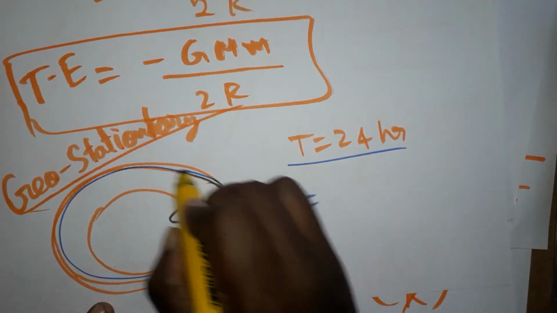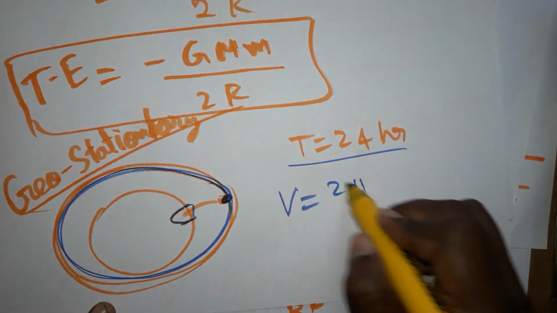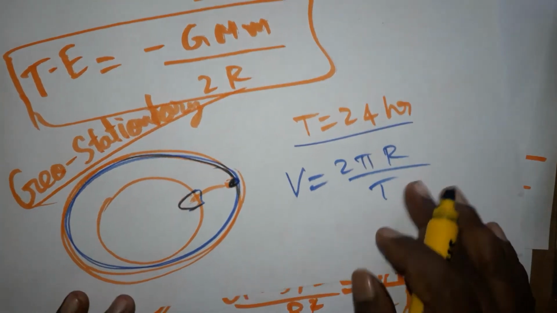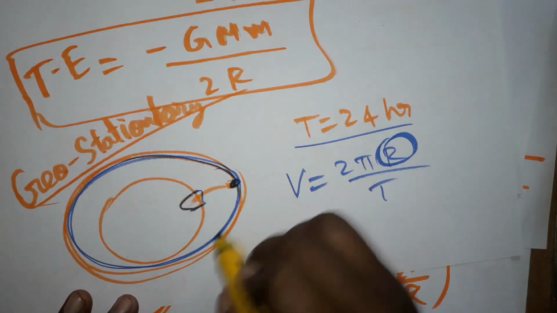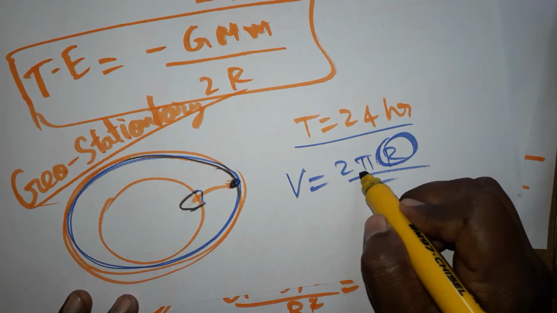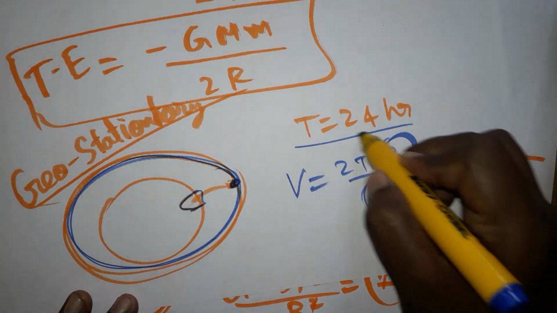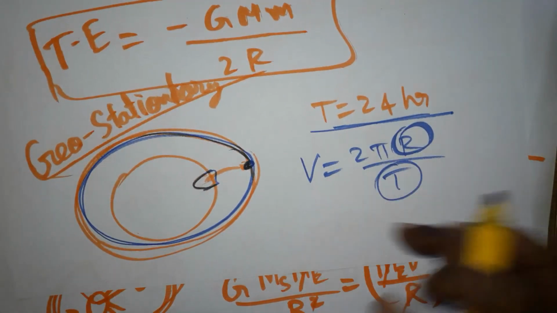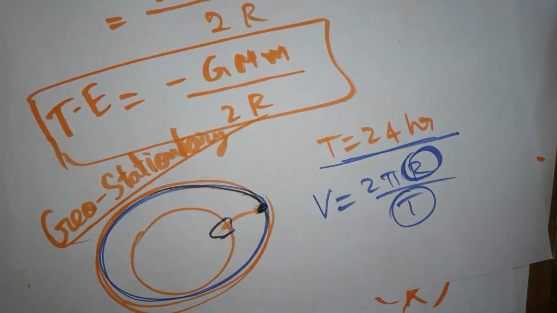Velocity is equal to the circumference of the circle, 2 pi r, divided by the time period. Okay, 2 pi r is a distance, r is the radius, and pi is 3.14. Now the time period is 24 hours. Using this calculation you can find the geostationary satellite velocity.